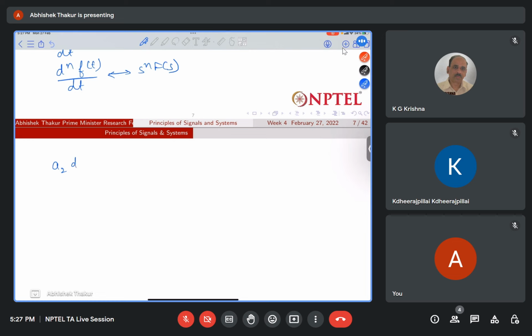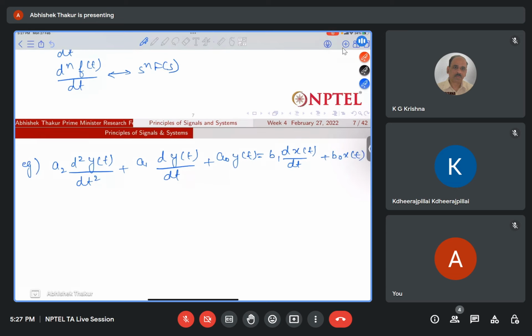So whenever an equation is given, let's suppose a2 times the derivative of order 2 of y(t) plus a1 dy(t)/dt plus a0 y(t) is equal to b1 dx(t)/dt plus b0 x(t), we have to find the transfer function for such an equation. For such a thing, first we will take the Laplace transformation, and then we will find the transfer function. So we will do this.